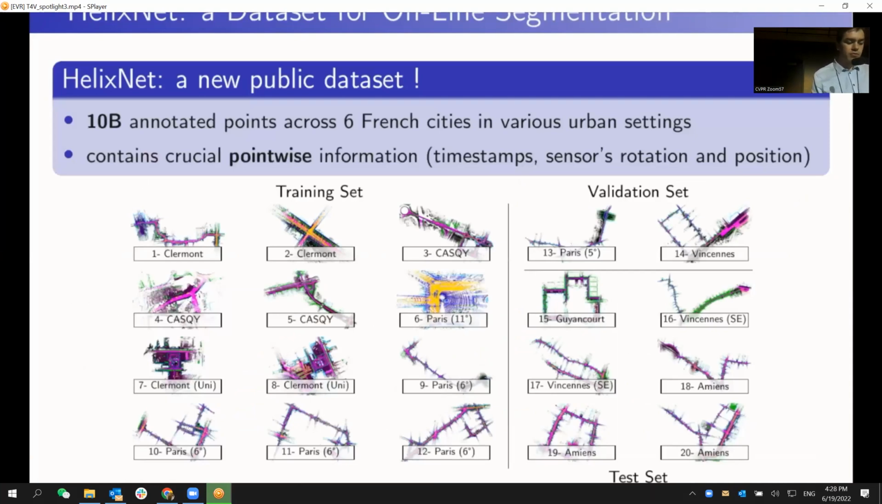Alongside the method, we also present a new public dataset for online semantic segmentation that contains 10 billion annotated points across 6 French cities in various urban settings, with crucial pointwise information allowing for realistic slice splitting and online inference simulation. This dataset is available publicly.